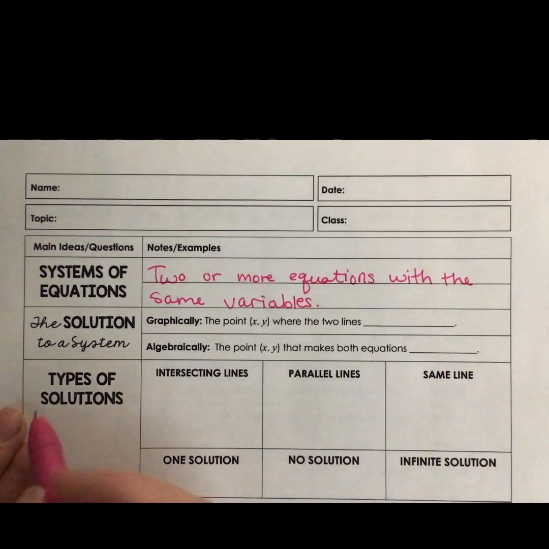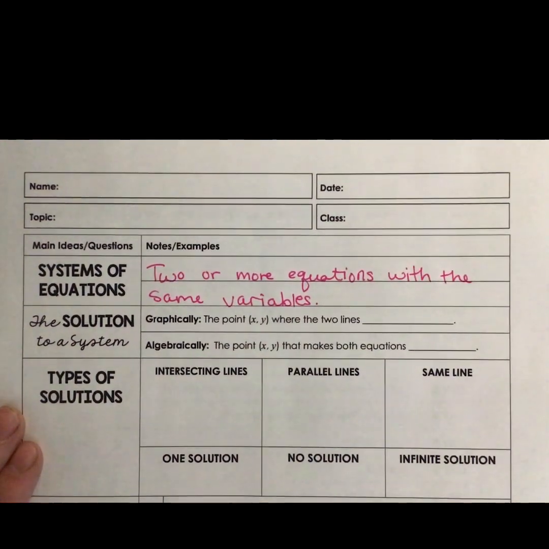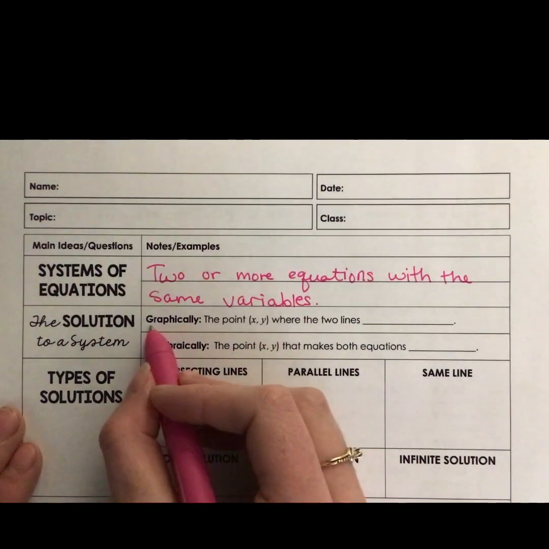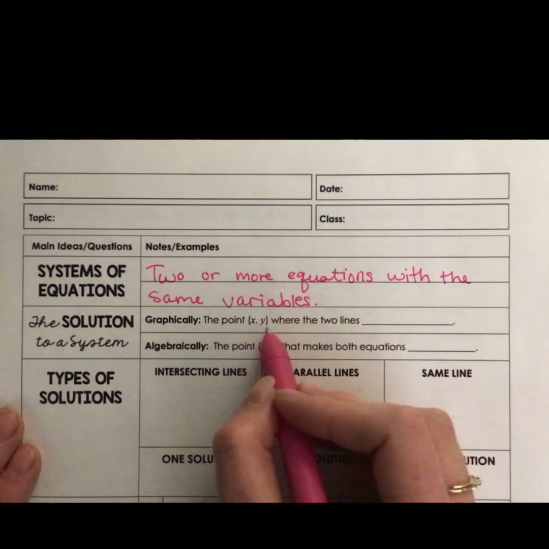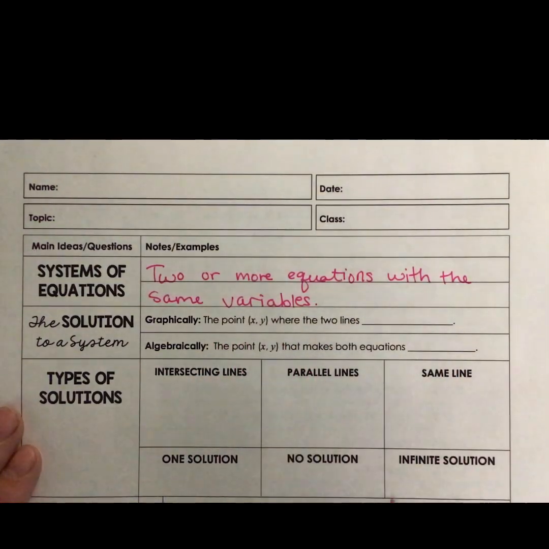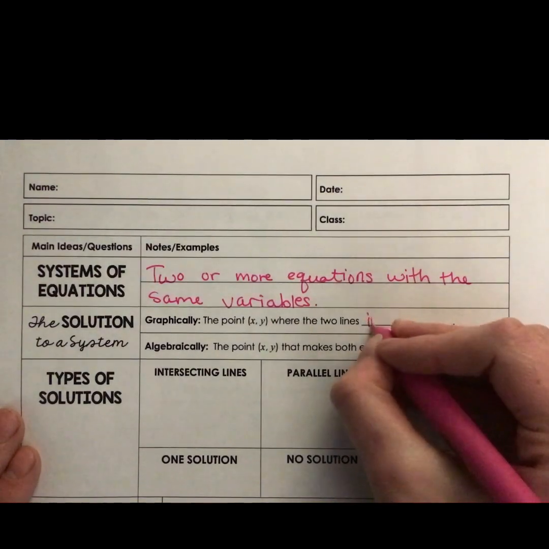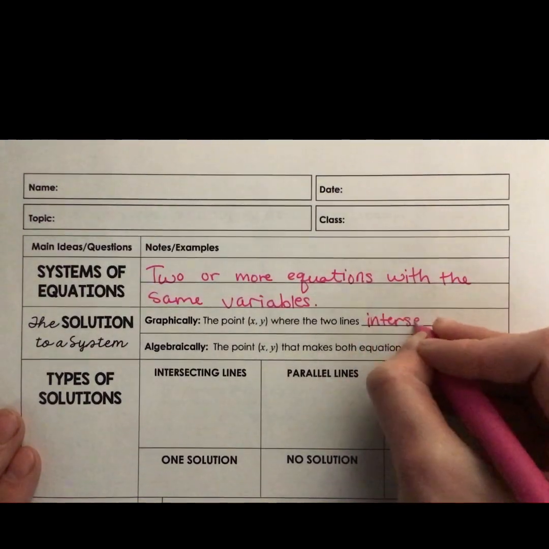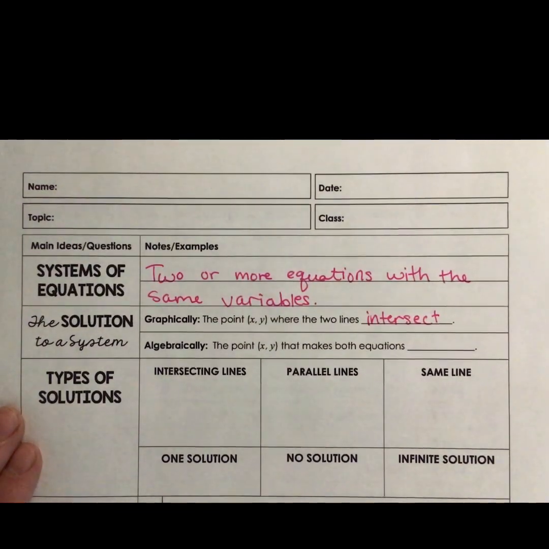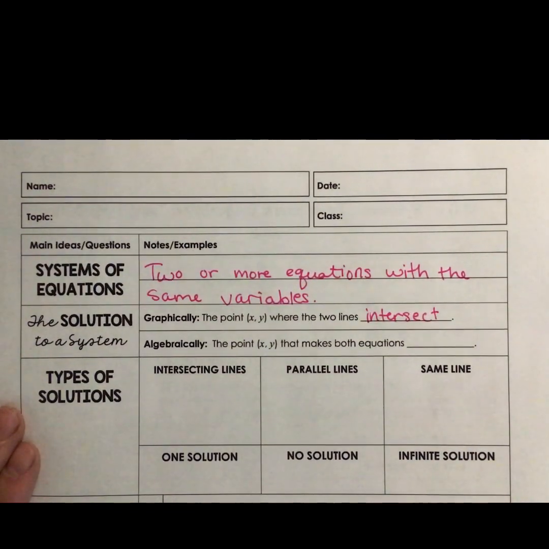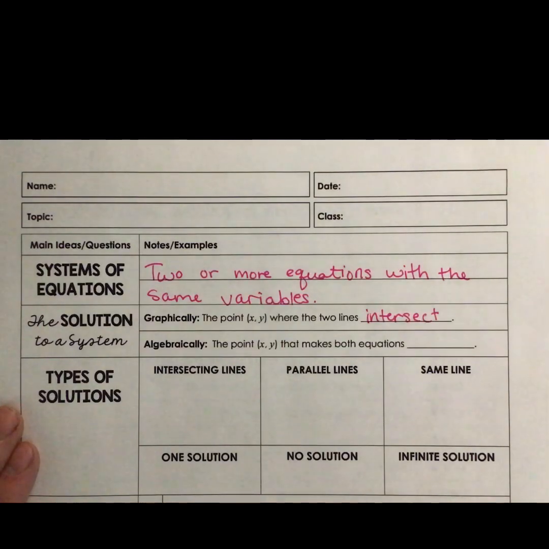So the next thing we need to talk about is what the solution to a system is. Now, there's two ways that we can do this. The first way is we can do this graphically, and that's by finding the point on our graph x and y where those two lines would intersect. Now, if we had more than two equations, we would then be looking for the point where those equations would all intersect at the same point.